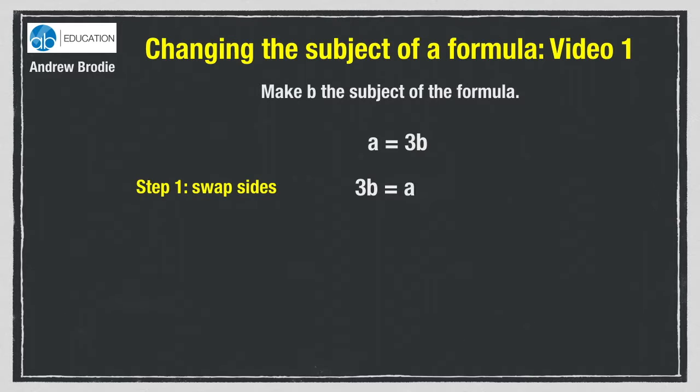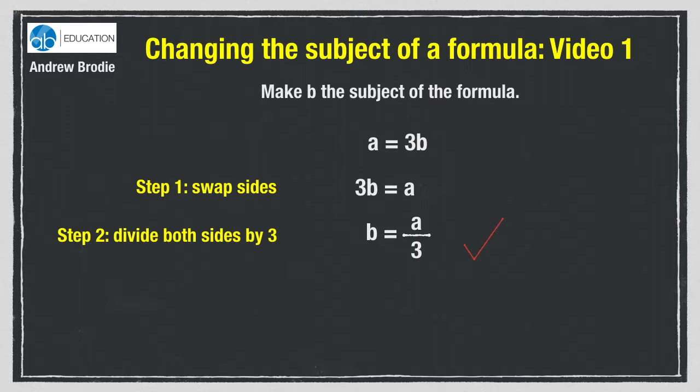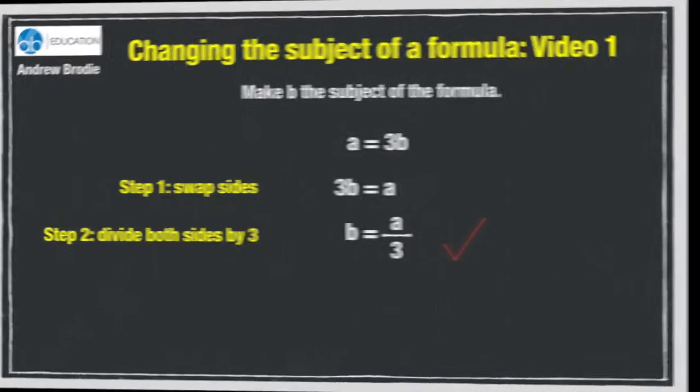You can see that the B is being multiplied by 3. To undo a multiplication, we need to divide. If we divide the left-hand side by 3, we'll get B on its own. But, to be fair, we have to divide the right-hand side by 3 as well, so we'll get A over 3. We've finished the job because B is now the subject of the formula. B equals A over 3.